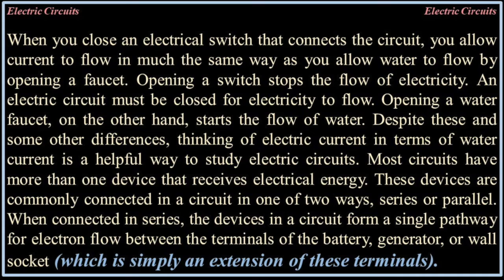electric circuits. Most circuits have more than one device that receives electrical energy. These devices are commonly connected in a circuit in one of two ways, series or parallel. When connected in series, the devices in a circuit form a single pathway for electron flow between the terminals of the battery, generator, or wall socket, which is simply an extension of these terminals.